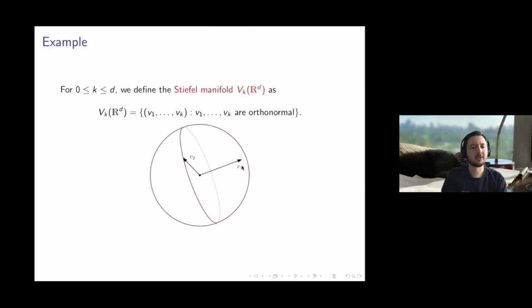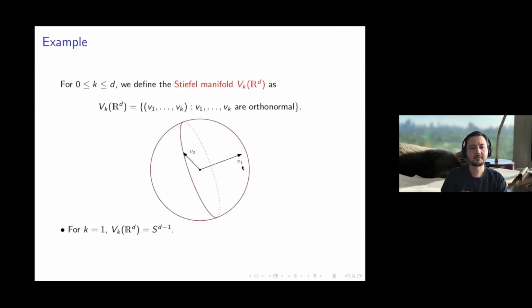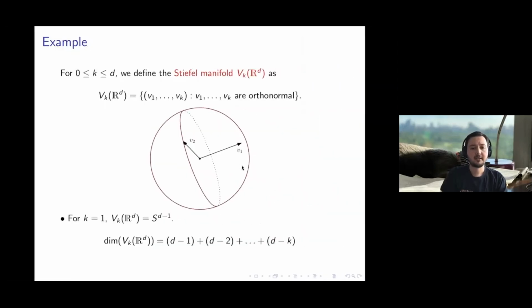I like to think of it this way, where if I want to choose V1, I can choose it from a sphere S^(D-1), and then V2 has to be perpendicular to V1, so it's in the equator in the sphere, and this would be a point in V_2 of R^3. For K equal to 1, this is a sphere. We just choose V1. And the dimension of the space is also easy to compute.